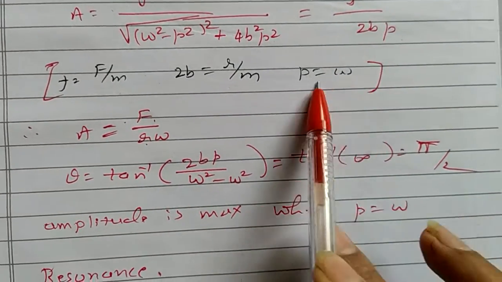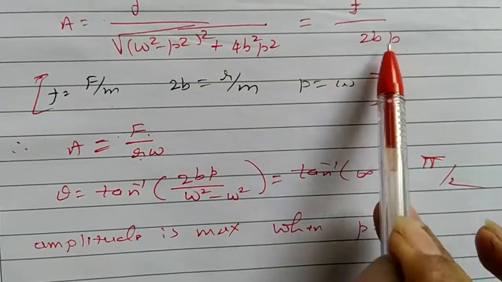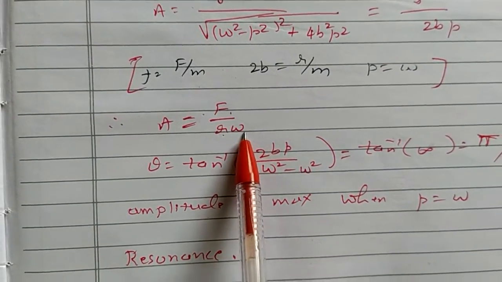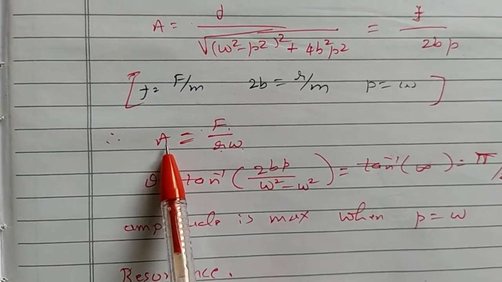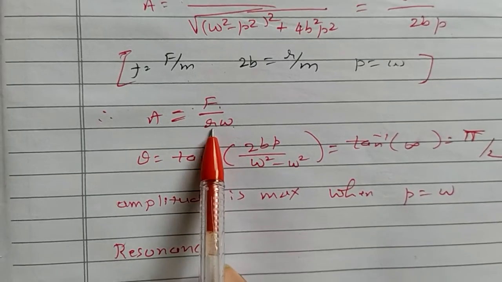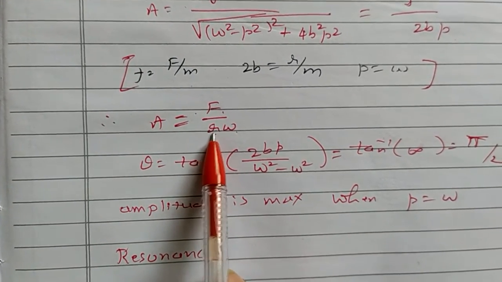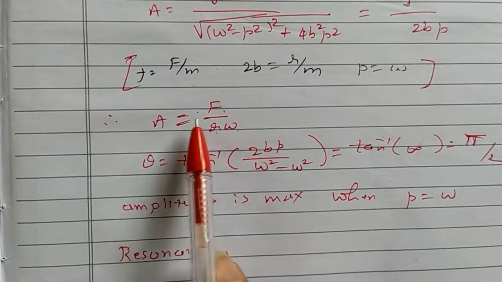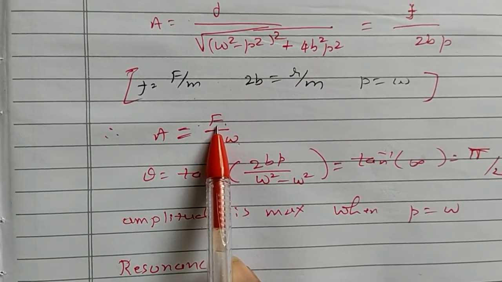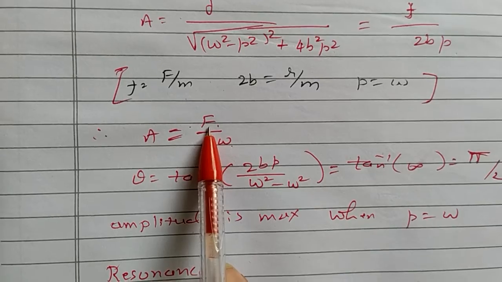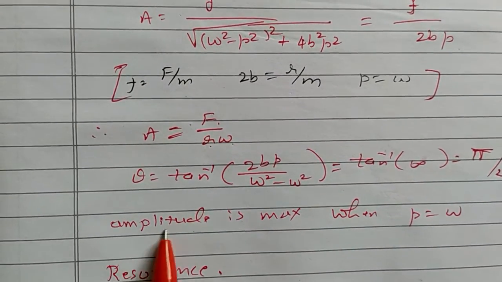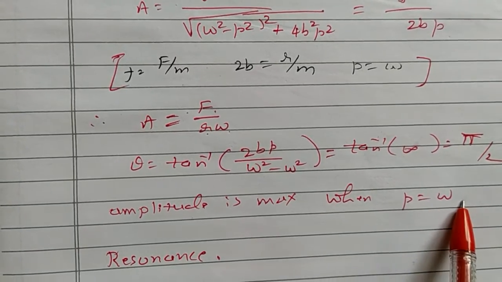What is P here? P is equal to omega. You resubstitute all these values in this equation. It will become A is equal to f divided by r omega. So the amplitude is maximum. If r is negligibly small, the amplitude is almost equal to the maximum value of the applied periodic force. So the amplitude is maximum when P is equal to omega.